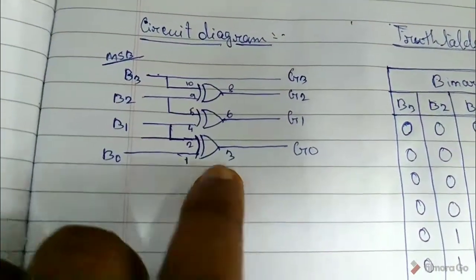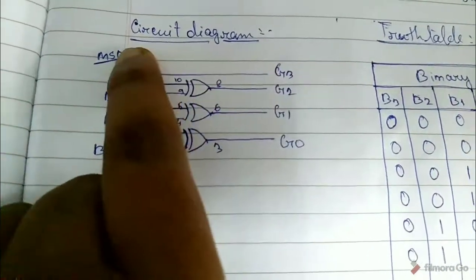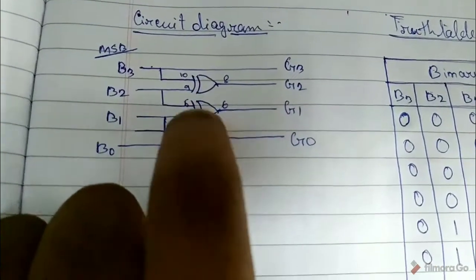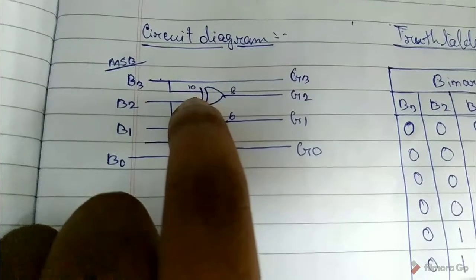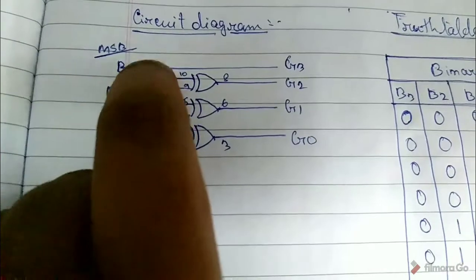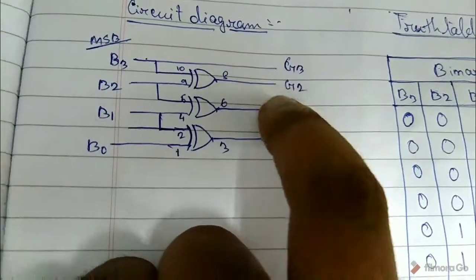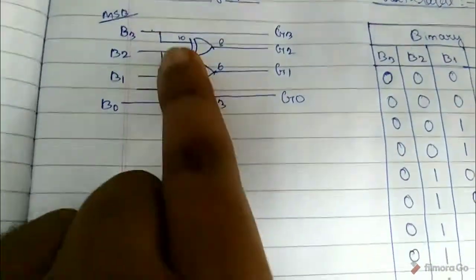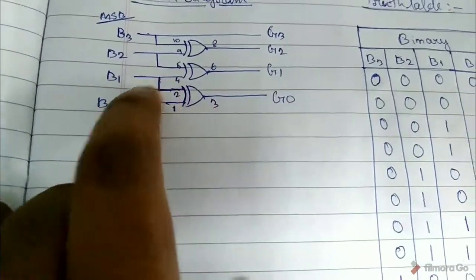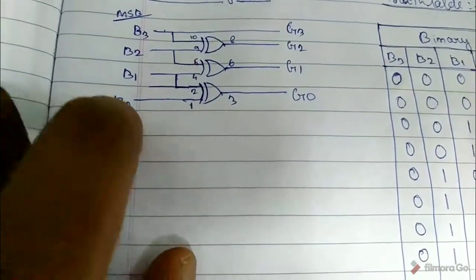See, 3 XOR gates have been connected, and B3 and G3 are short circuited as B3 and G3 are the same. Now B2 is connected to an XOR gate and B3 is also connected, and in between these two we are getting G2, that means the next gray code. And with B1 and B2 we are getting G1, and XOR of B1 and B0 we are getting G0.